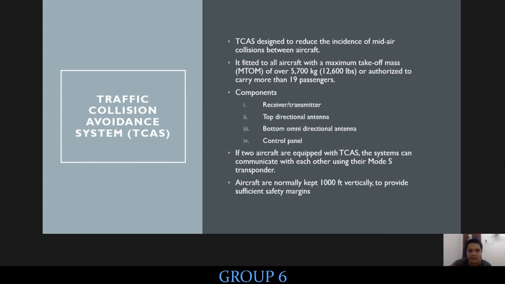First is the receiver transmitter. Second is the top directional antenna. Third is the bottom omnidirectional antenna. And lastly, the control panel. If two aircraft are equipped with TCAS, the systems can communicate with each other using their mode S transponders. Aircraft are normally kept 1,000 feet vertically apart to provide a sufficient safety margin.